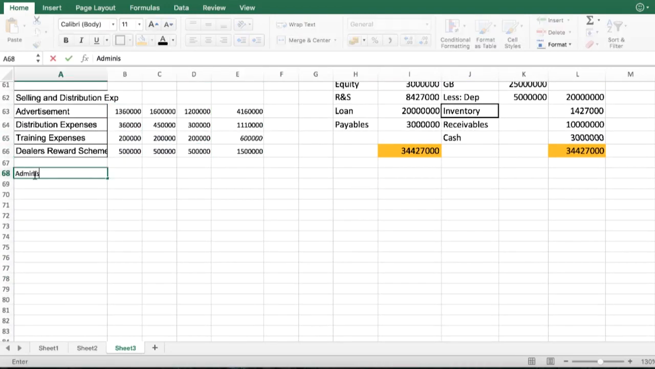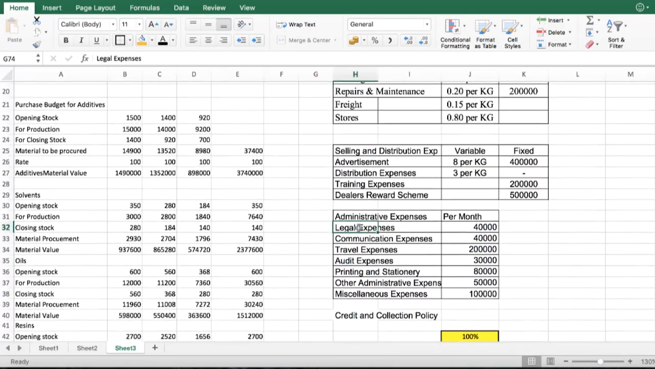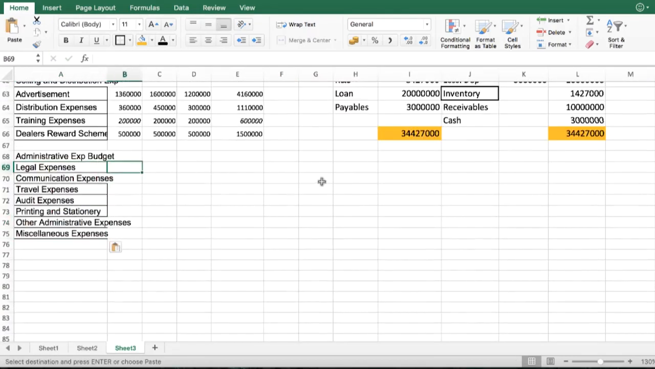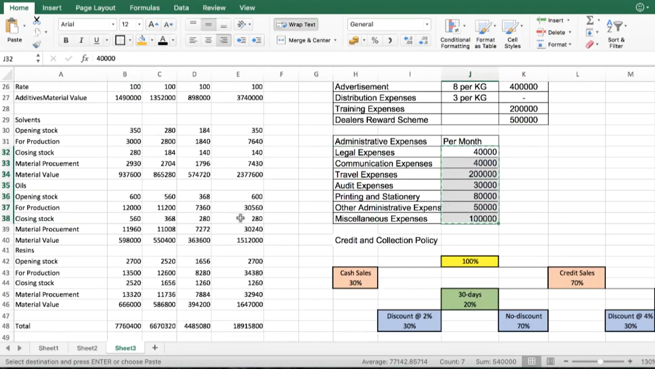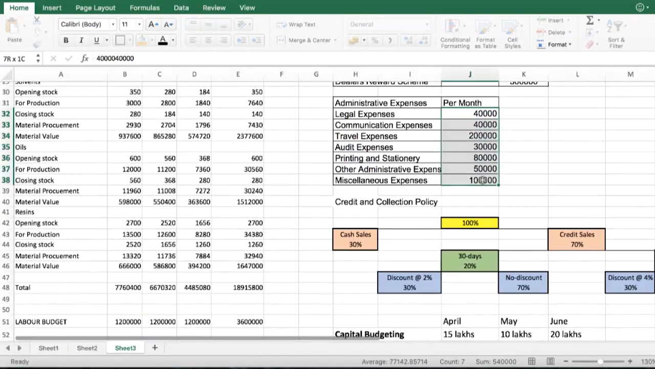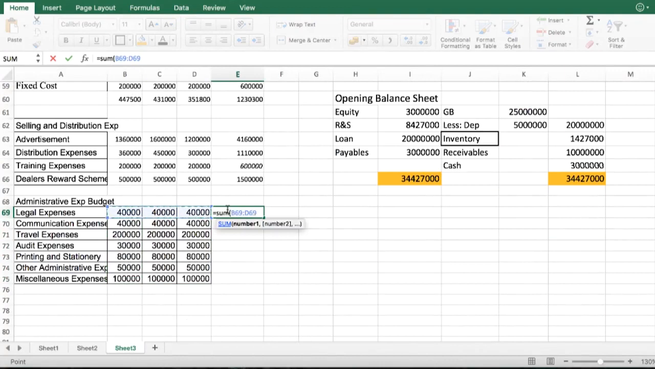Then finally, we have administrative expenses. Here also we have a few line items, let us try to figure it out. So, we have legal expenses, communication, travel, audit, printing and other administrative expenses. And all these numbers are fixed expenses. So, we do not have any computation, we just need to take these values as they are. These are also per month values. And we have the total.